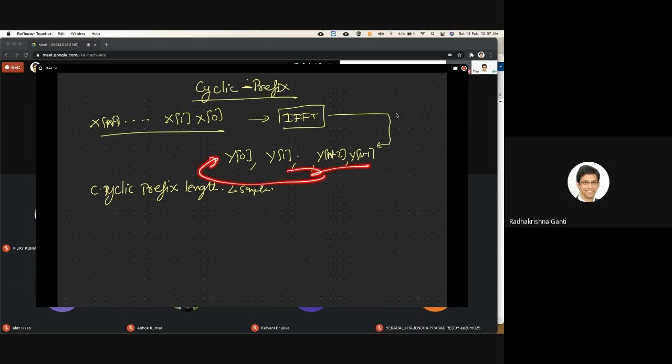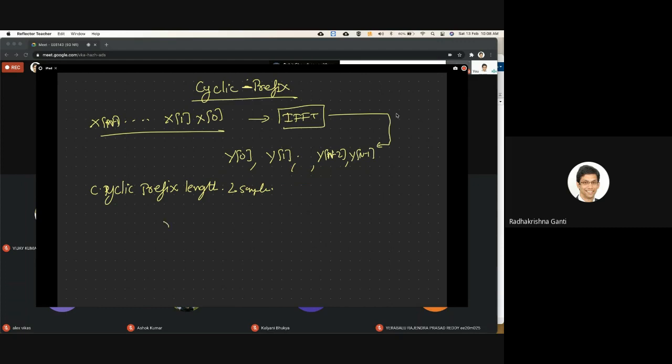Remember, this is very simple, similar to the way we were doing cyclic convolution, where we copied the whole thing on the other side. Instead of copying the whole sequence on the other side, I'm just copying L samples to the other side. Let's take an example.